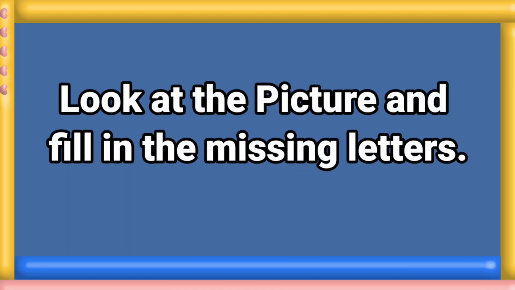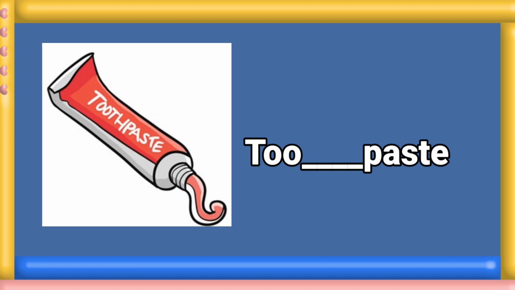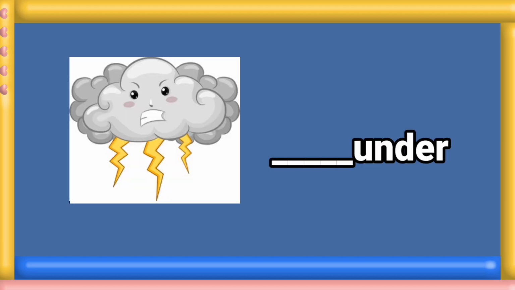Worksheet time. Look at the picture and fill in the missing letters. Name the picture. Toothpaste. Which letters are missing? TH. So in toothpaste, the sound of TH is unvoiced. Name the picture. Thunder. Which letters are missing? TH.